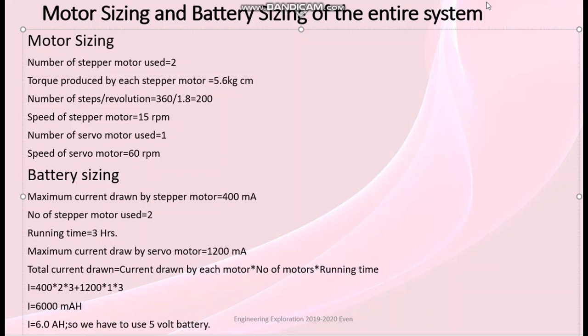Second is battery sizing. Maximum current drawn by a stepper motor is 400 milliampere. Number of stepper motors used is 2. Current running time is 3 hours. Maximum current drawn by the servo motor is 1200 milliampere. Total current is given by the formula: current drawn by each motor into number of motors into running time. So the final current is 6000 milliampere hour or 6 ampere hour. So we have to use a 5-volt battery for our project, which will run for 3 hours.